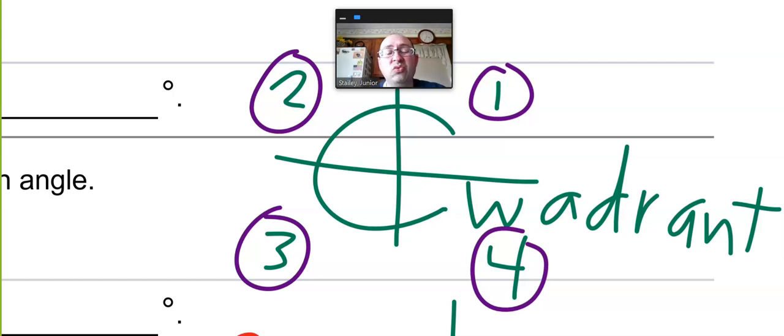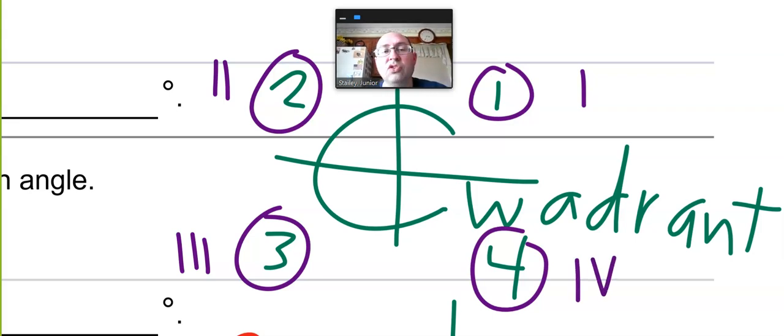Now, in Math Excel, they like to use Roman numerals. So they've got I, II, III, and IV. So, 1, 2, 3, 4.